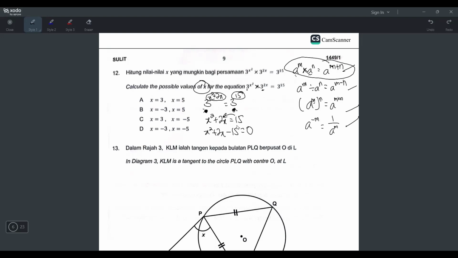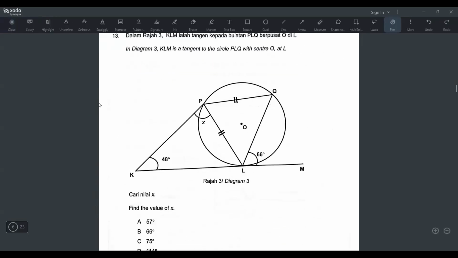Okay, let's press. Menu A degree polynomial 2. Okay, the A is 1, B is 2, C is negative 15. Okay, I'm done pressing my calculator. My calculator give me 3 and negative 5. So you just look at A, B, C, D, and yeah, C is the one, right? So number 12, the answer is C. Okay, so hope you understand.